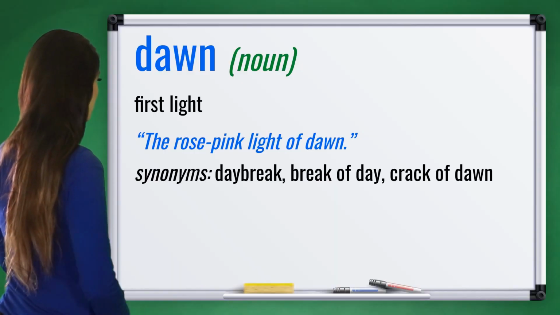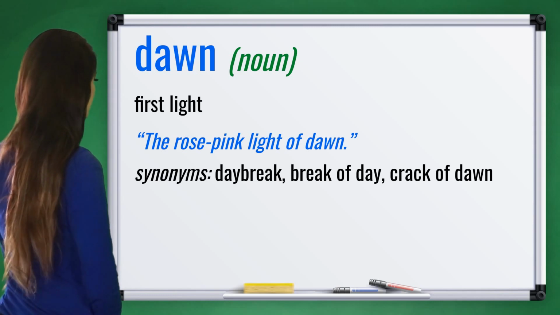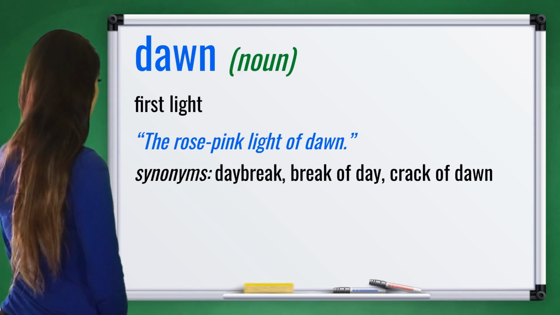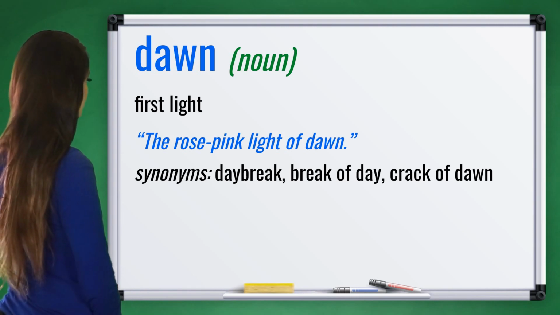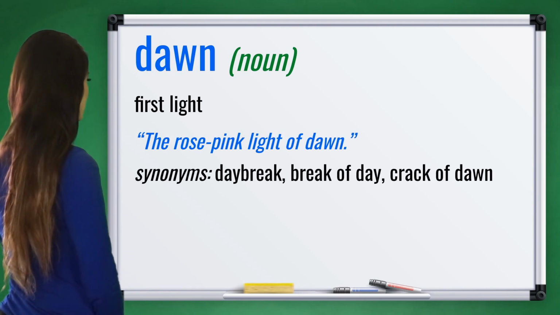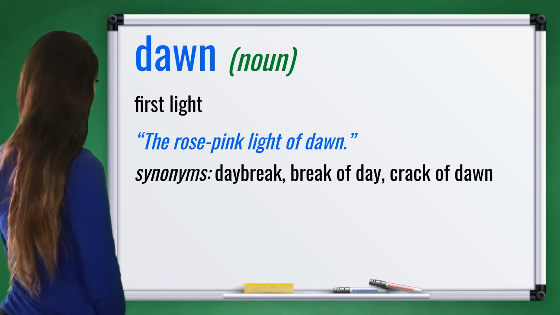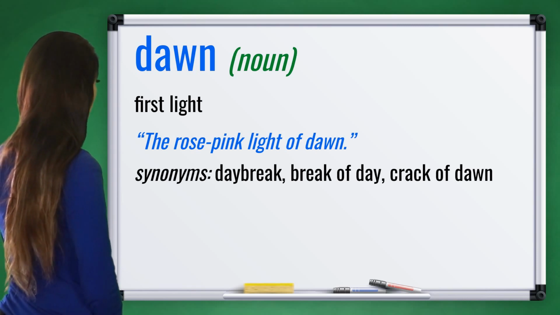Let's begin. Dawn. Dawn means first light. For example, the rose-pink light of dawn. Synonyms: daybreak, break of day, crack of dawn. Awesome! You learned that quickly.